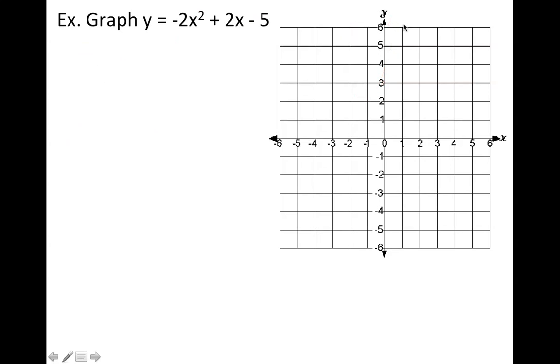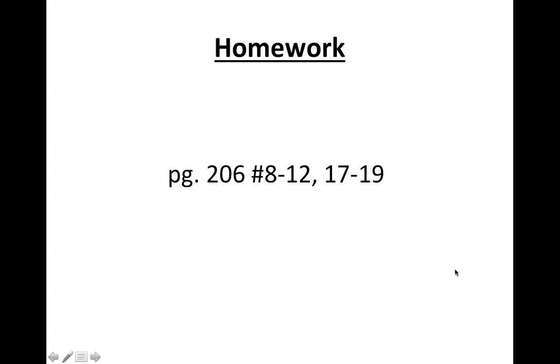So go ahead and do the same thing for this graph here. Identify your vertex, find your y-intercept, reflect that point over, and you are done. When you plug it into the formula x equals negative b over 2a, you should get an x value of 1/2. And when you plug that in to get y, you should get negative 9/2. So your vertex is at (1/2, -9/2), which is negative 4.5. And your y-intercept is negative 5. Reflect it over, and you get your graph. And this is what we'll be working on tomorrow in class.